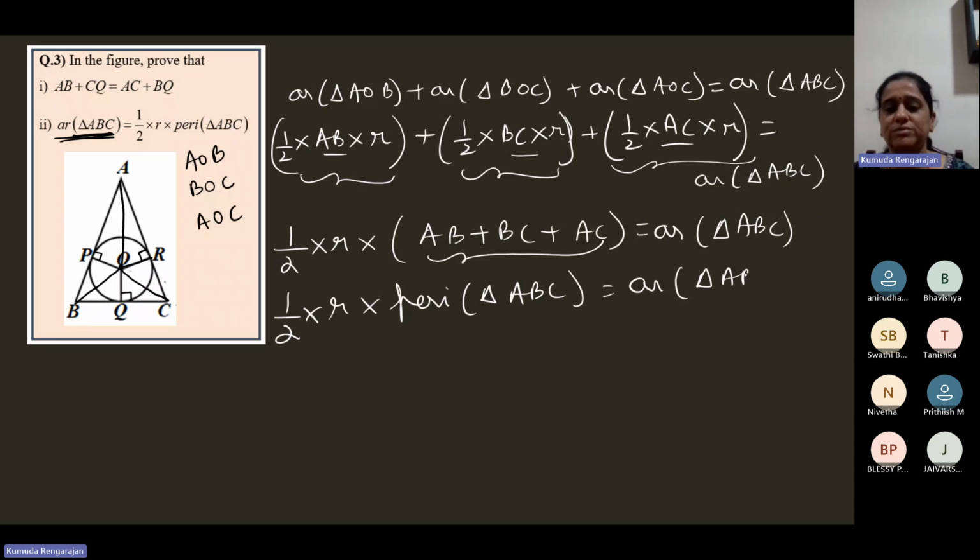So this is the relationship between the in radius, perimeter, and area of a triangle. Very simple, but to remember, you need to practice, children.